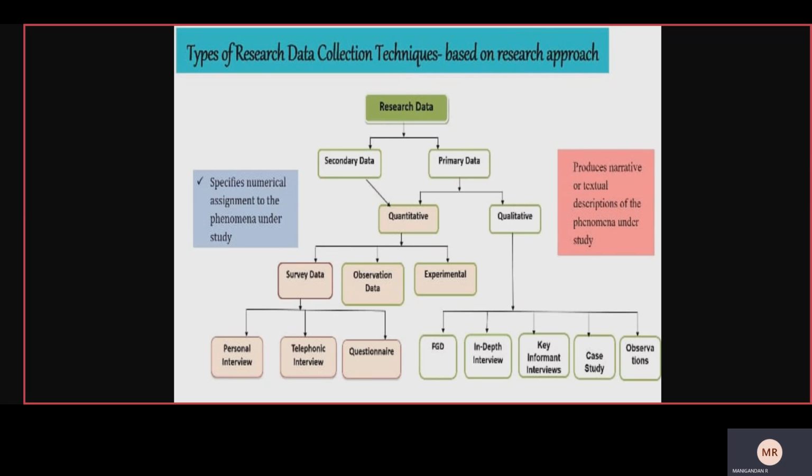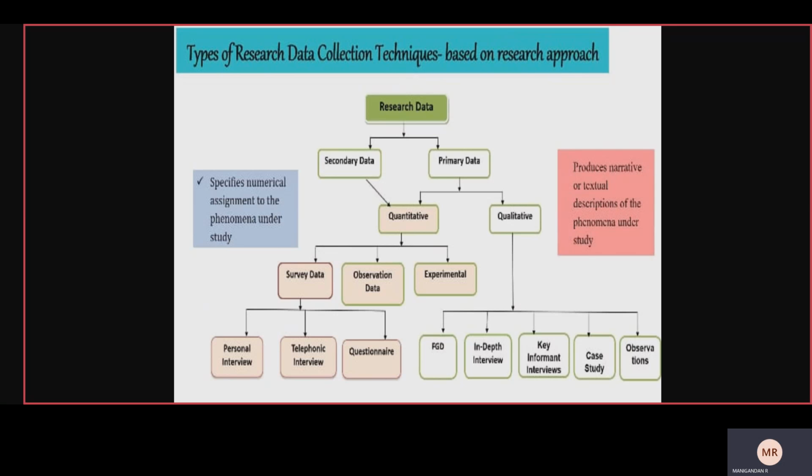And the qualitative can be FGD, in-depth interviews, questionnaires, key informants, case studies, and observation. These are the qualitative data. And coming to the survey data, it is the main important data. In the field, we can take a personal interview, or a telephonic interview to get the data, and the questionnaire can be distributed through any social media platforms. And these are the types of data collection techniques.